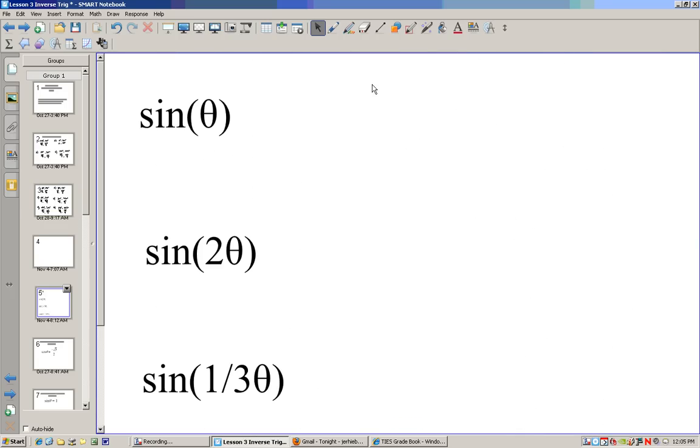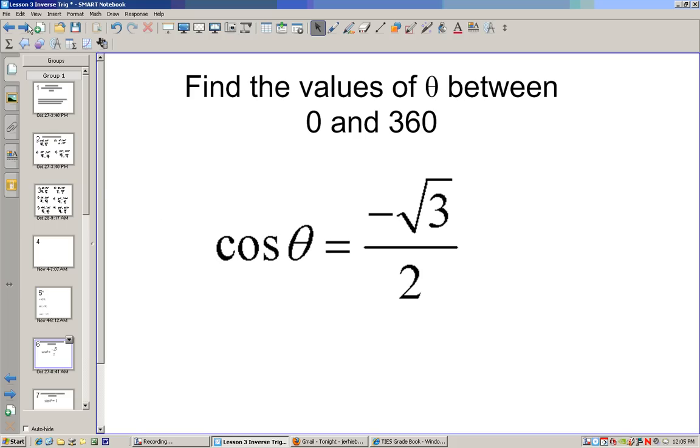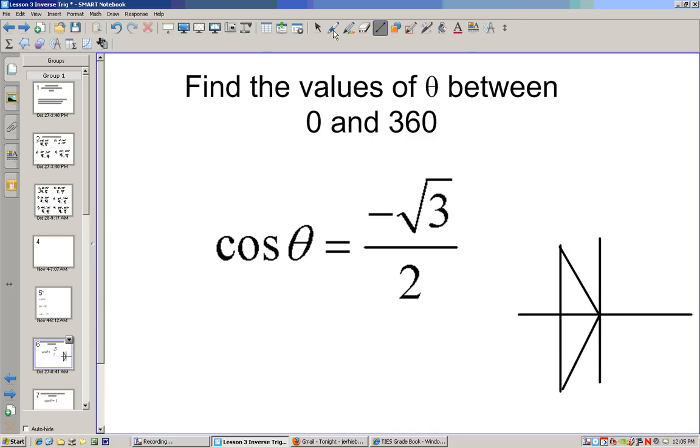All right. Now, yesterday we solved problems that looked like this. So the cosine of theta is equal to negative root 3 over 2. We drew this out, and cosine is going to be negative in these two quadrants. And so these would be 1 and negative 1 over 2, so those are 30-degree reference angles. So this would be at 150 degrees, and this would be at 210 degrees. So theta is 150 and 210.